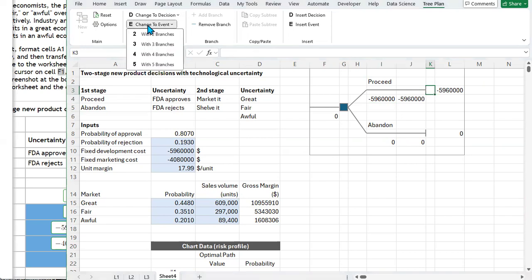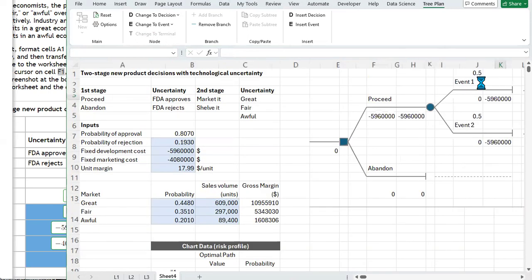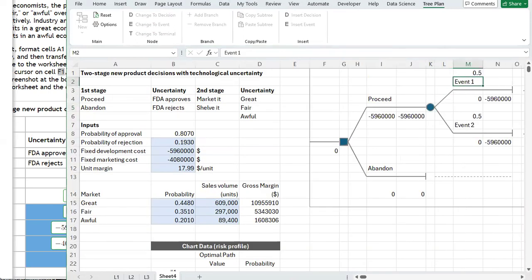I'm going to change it to an event with 2 branches. Event 1, I'm going to click on it. I'm going to type equal, and then I'm going to click FDA approves, press enter. On event 2, I'm going to press equals and then rejects. The probability of approval is 0.8070. The probability of rejection is 0.1930.